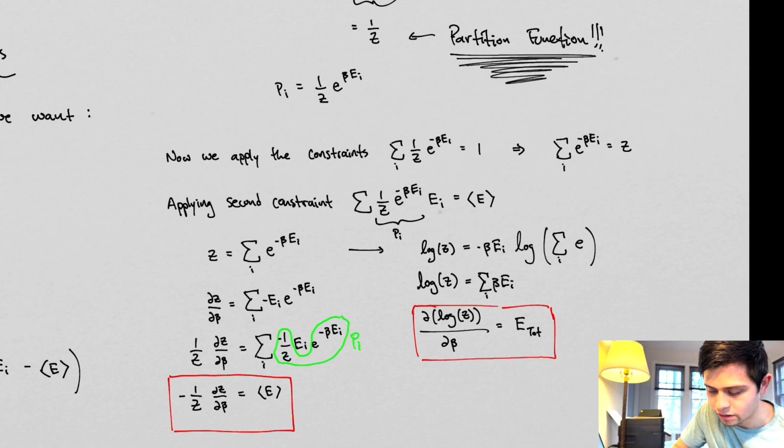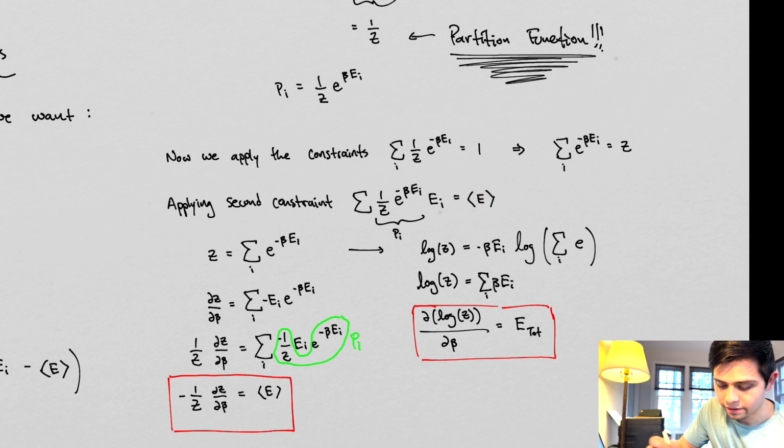So applying the second constraint. This comes from the first constraint, right? Because the sum of the probabilities equals 1. Applying the second constraint, well, this is the probability that we've set up here, times E_i equals the average of E. Okay, we can keep that one in mind too.